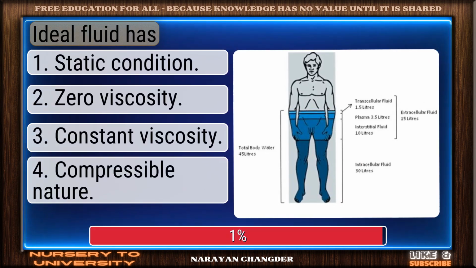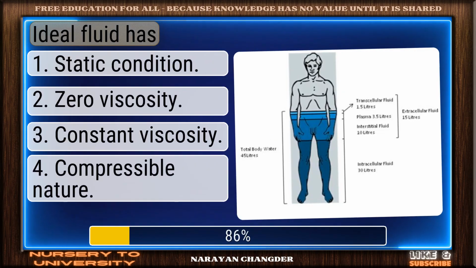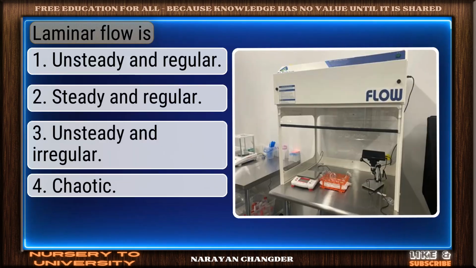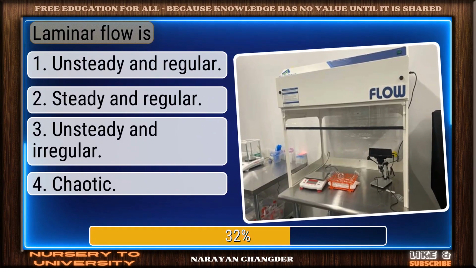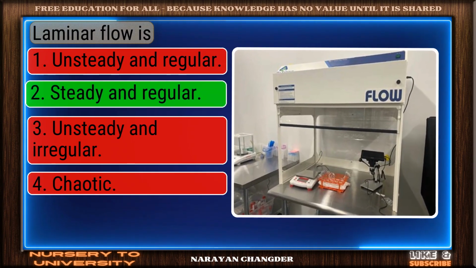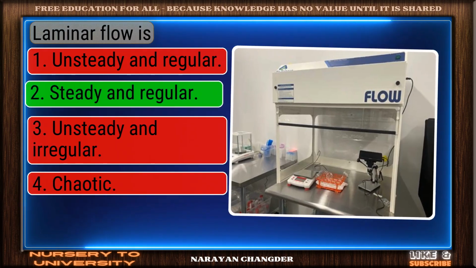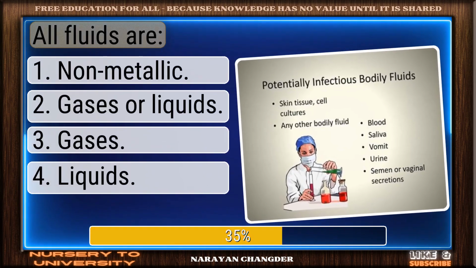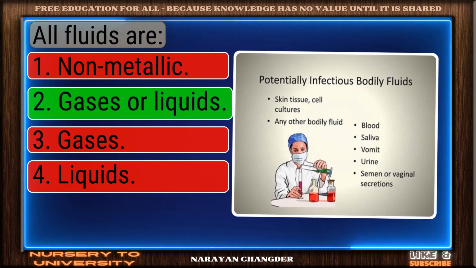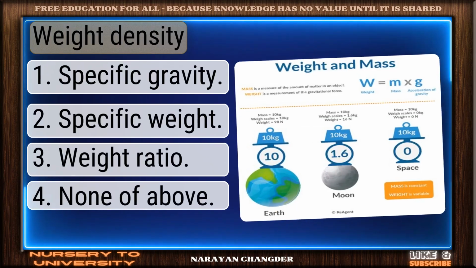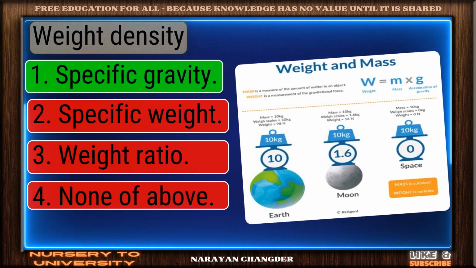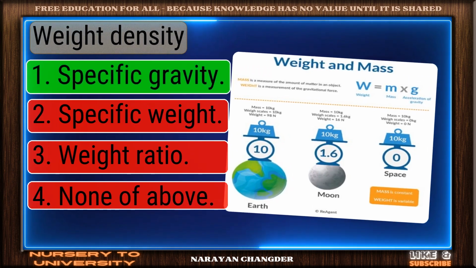Ideal fluid has. Great thinking. Zero viscosity is the right choice. Laminar flow is. Nice selection. Steady and regular is the correct and valid answer. All fluids are. Sharp thinking. Gases or liquids is the right choice. Weight density. Smart pick. Specific gravity is the correct choice.